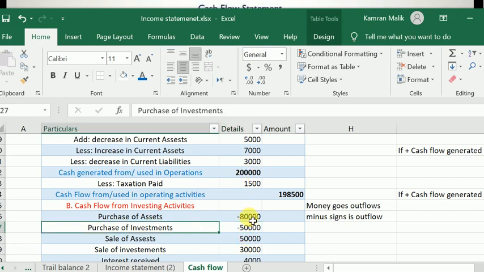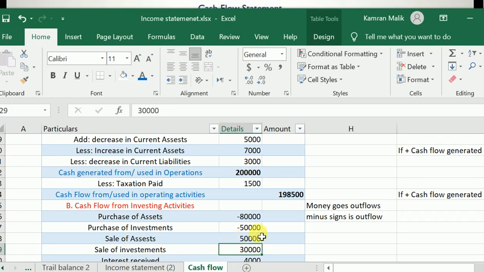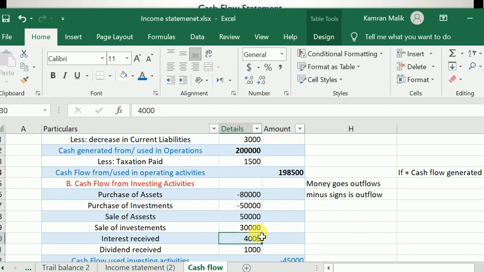Okay. So the purchase of investments. Again, the money has gone from us. We have paid somebody 15,000. Sale of assets, you see, it is inflow. I said when there is no sign, it means it's positive. No sign means positive, right? So that is why it is the inflow for us. Sale of investments, again, is a positive sign. Interest received, we have received, it is also a positive sign. Dividend we received, these all are the positive signs.